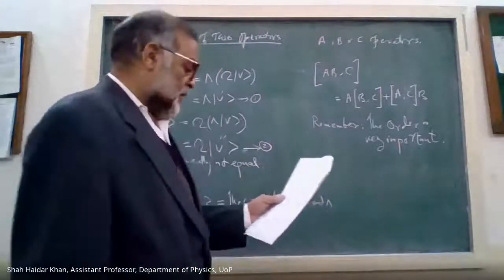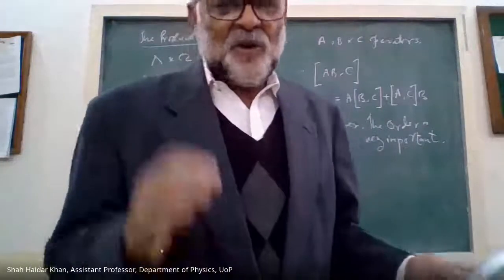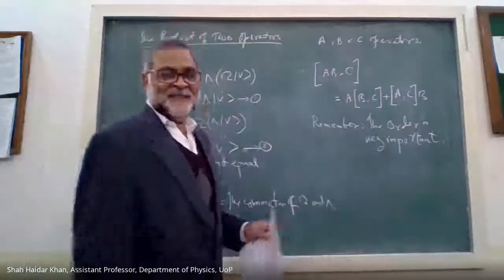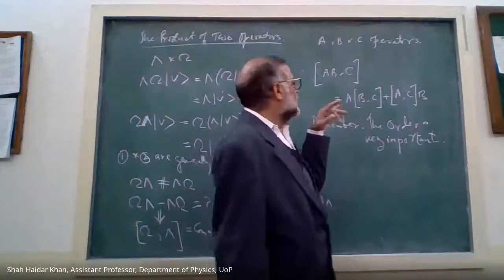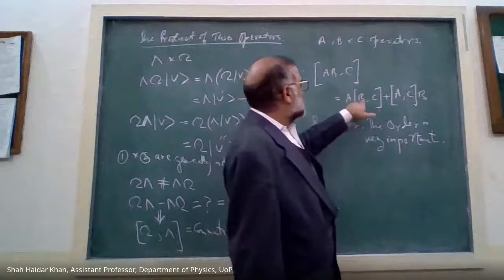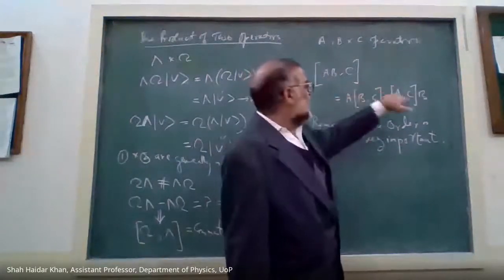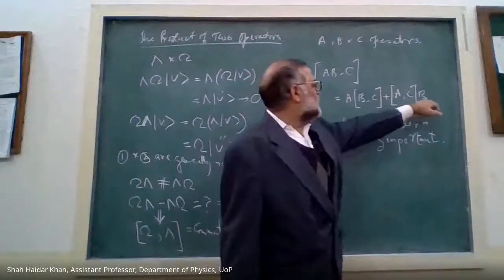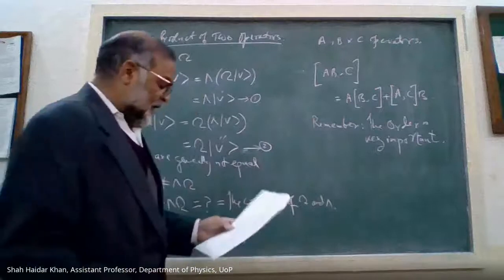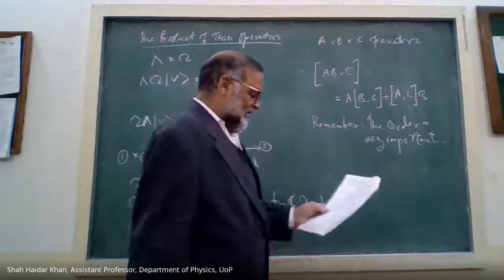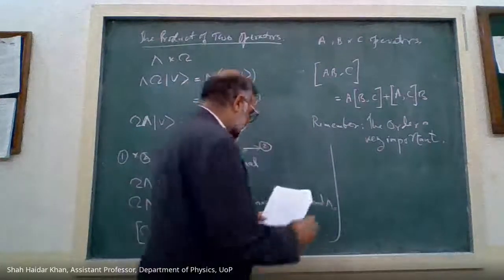My memory is very poor. I just use a trick in my own mind. I am sometimes confused whether C should be first or B should be first, or A should be here or here, or B here or here. This confuses me a lot, and I cannot remember this. So I say it is like the derivative operator, if you remember that.